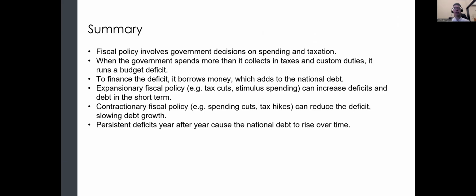Expansionary fiscal policy, such as tax cuts and stimulus spending, can increase deficits and debt in the short term. On the other hand, contractionary fiscal policy, such as spending cuts and tax hikes, can reduce the deficit and slow down debt growth. Lastly, persistent deficits year after year cause the national debt to rise over time.